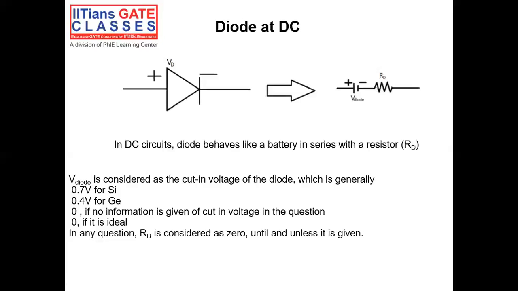In the GATE questions, the value of RD is not given and it is assumed to be zero. And the value of V diode is again 0.7 volt for silicon, 0.4 volt for germanium. If no information is given for this cut-in voltage, its default value is zero. Also in the GATE question, if it is given that the diode is ideal, then also the cut-in voltage will be assumed to be zero.